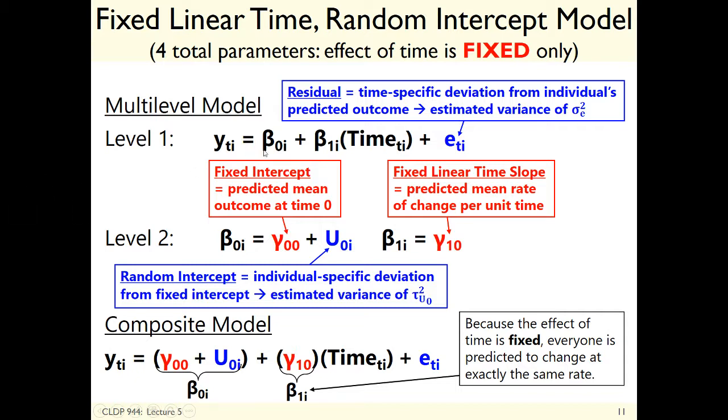Because I have 2 betas, each person gets their own intercept and each person gets their own linear time slope. My level 2 model has 2 betas in it, 2 outcomes. Beta 0 looks the same as before. I have a fixed intercept, I have a random intercept. What differs, though, is the interpretation of the fixed intercept. Before, in the empty model, it was the grand mean. Now the intercept is the expected outcome when the predictors are 0. So this is specifically at time 0, wherever that is.